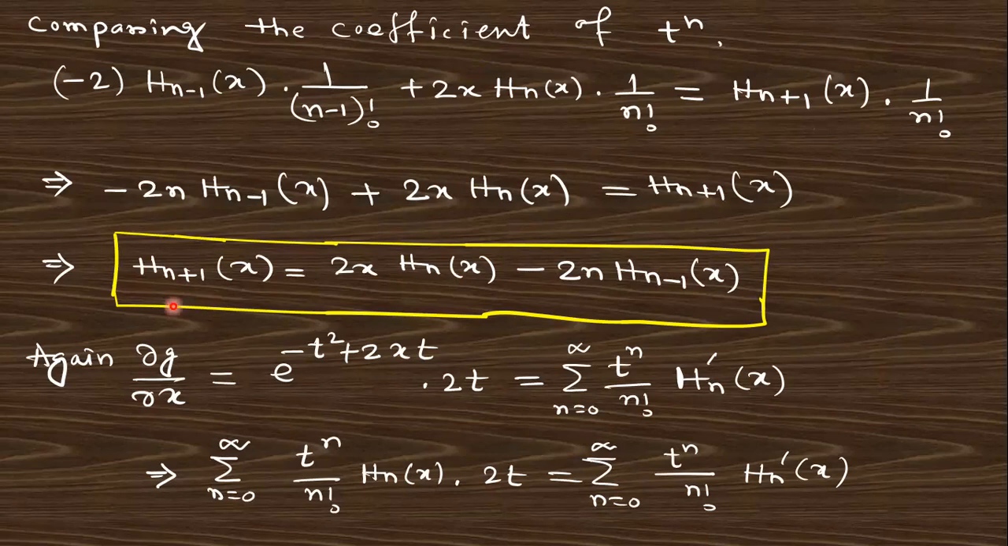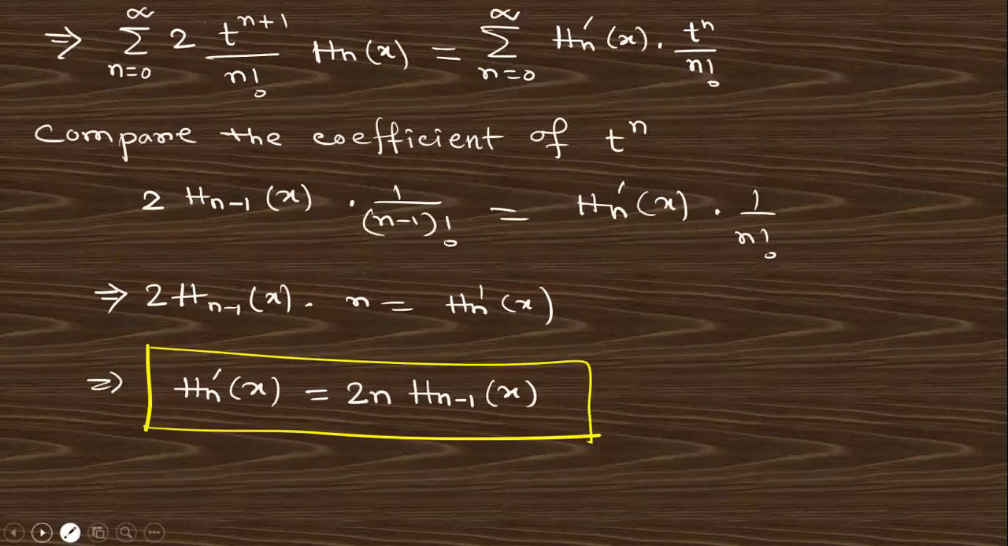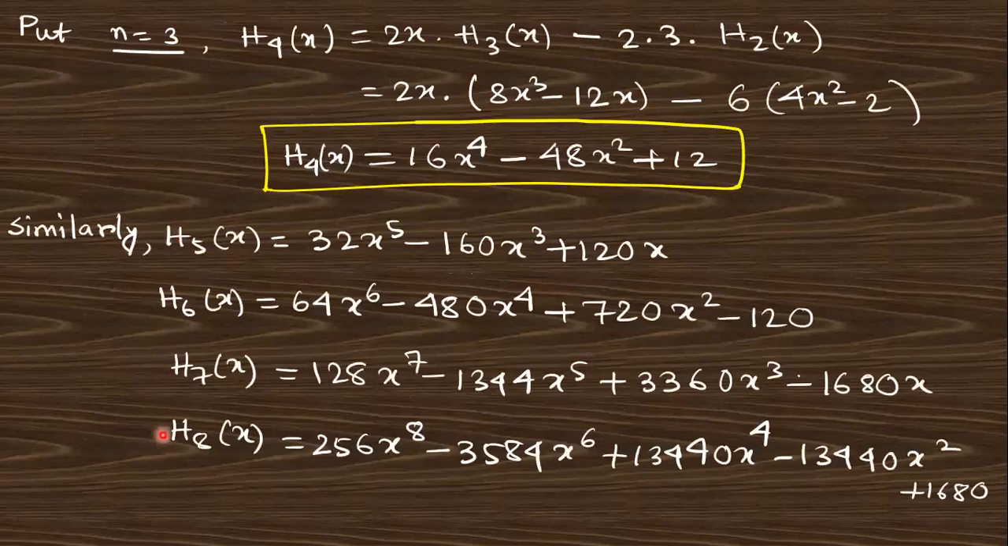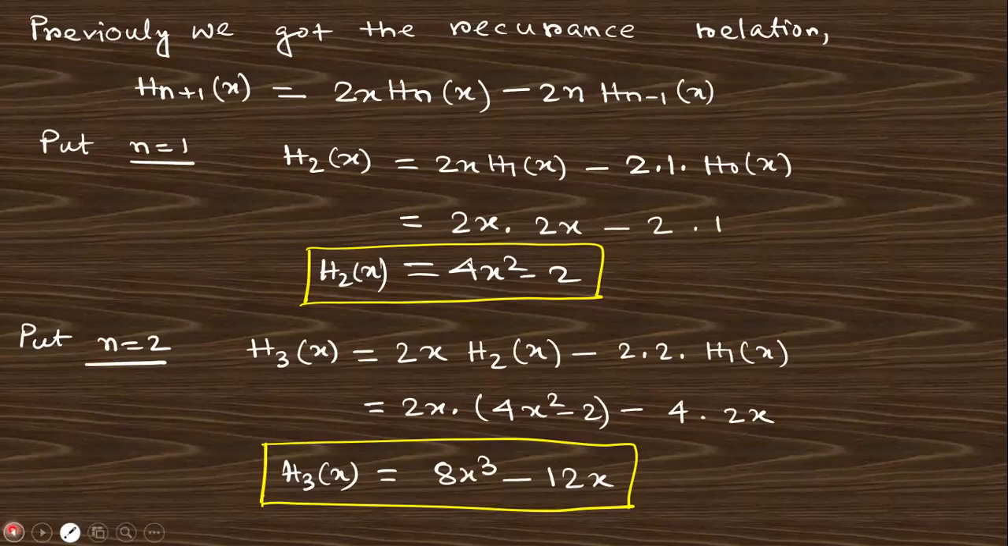So if you put n equals 1, you will get H_2(x), right? Here if we put n equals 1, this term will be H_0(x), this term will be H_1(x), and this term will be H_2(x). So H_2(x) will be found by this relation: 4x square minus 2. Similarly, we know H_1(x) and H_2(x), so we can get H_3(x) by this relation. Okay, in this process we can find all the Hermite polynomials by this relation. This is the important relation.